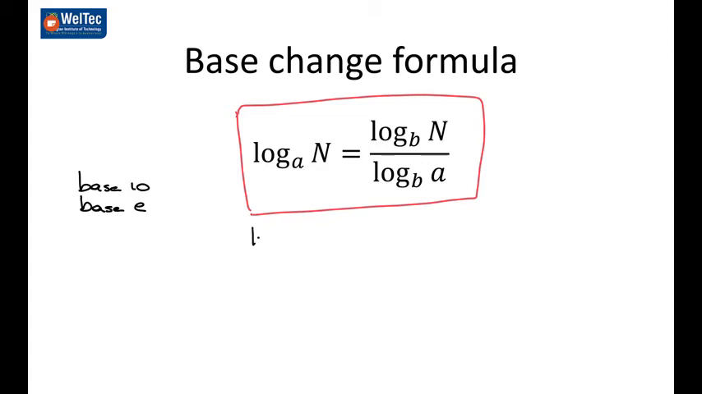Suppose we want to find log to the base 3 of 40. What we're going to do, it doesn't matter whether we use 10 or e, as long as we're consistent. So let's just use log to the base 10. And remember, if we've got log to the base 10, we don't have to write it in. So that would be log 40 over log 3. And then if you needed to, you could work that out.